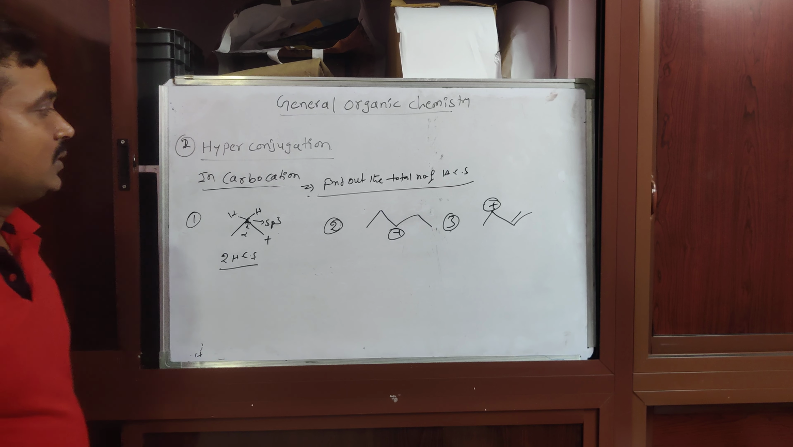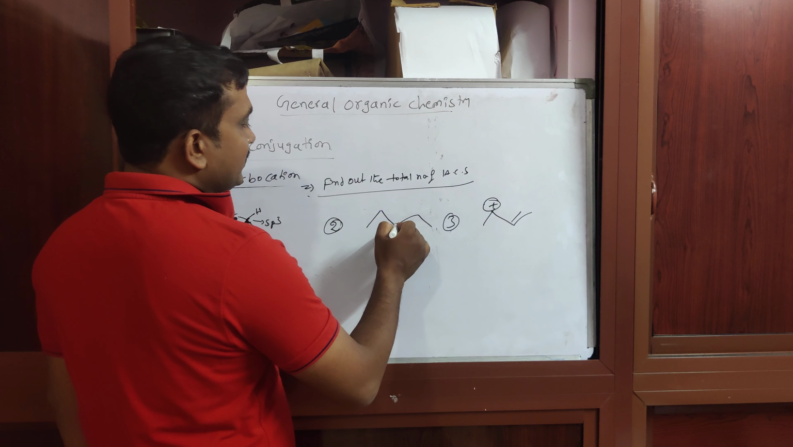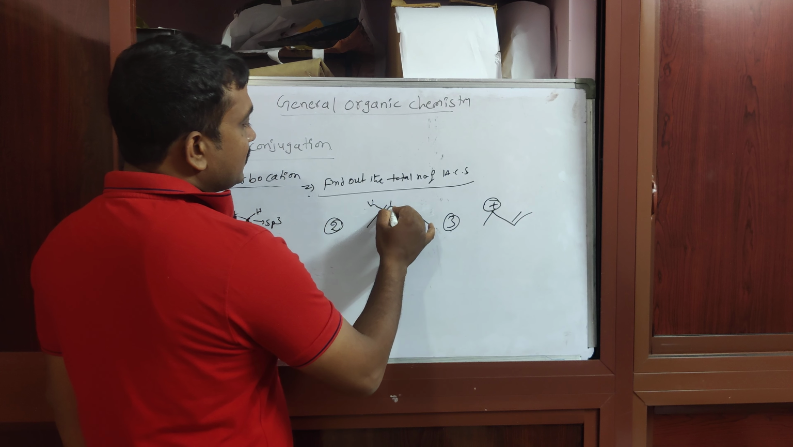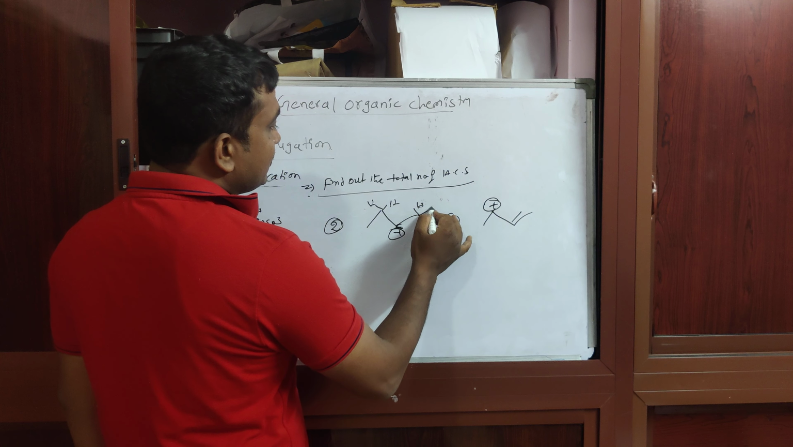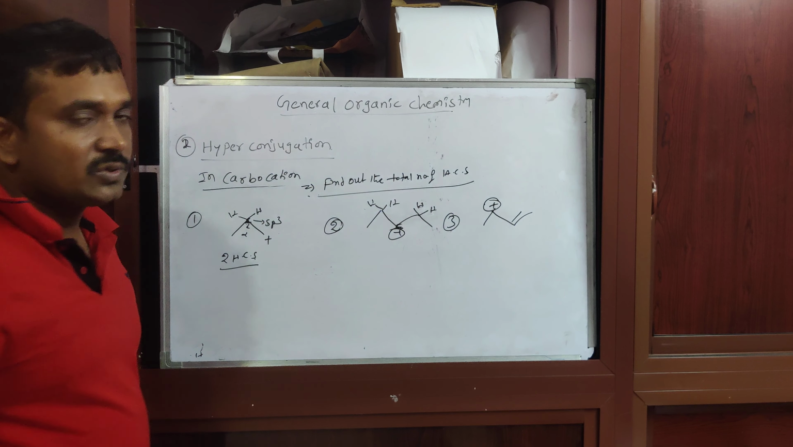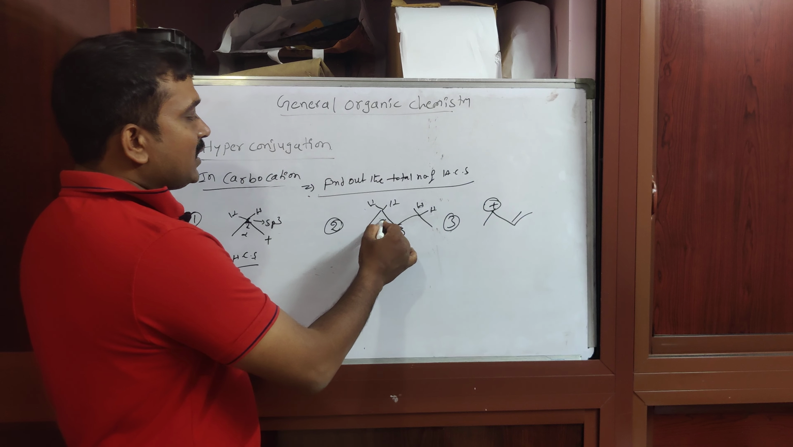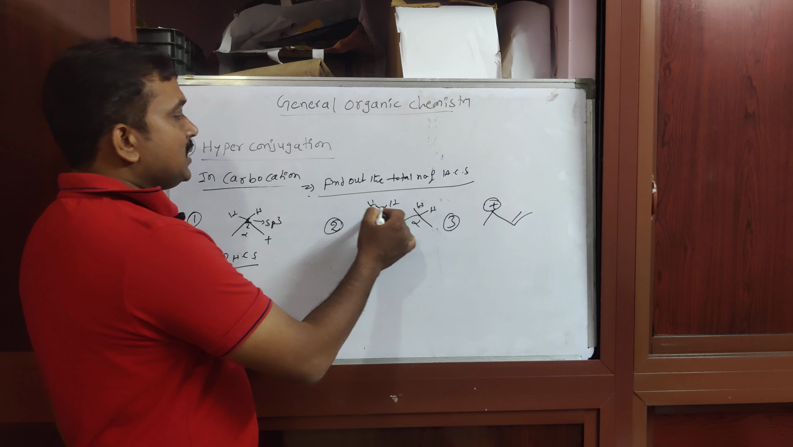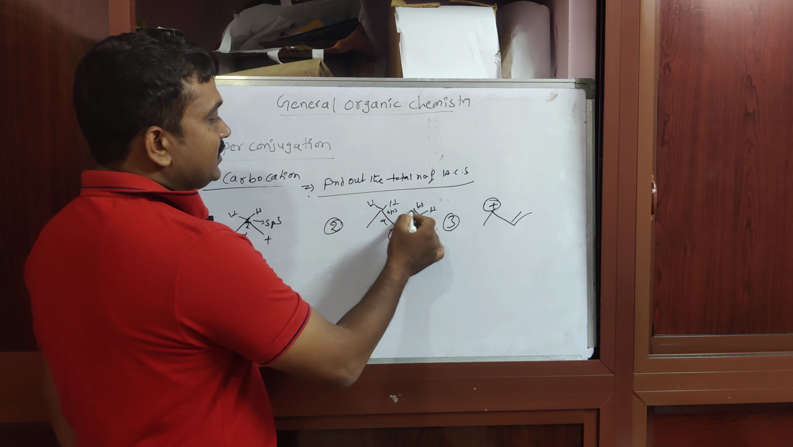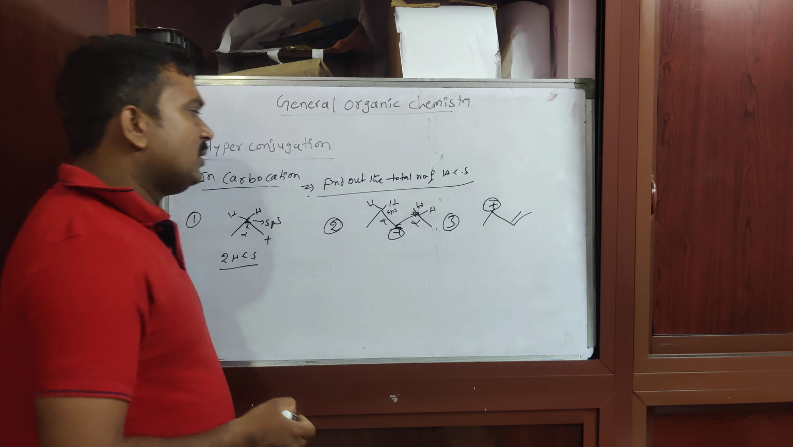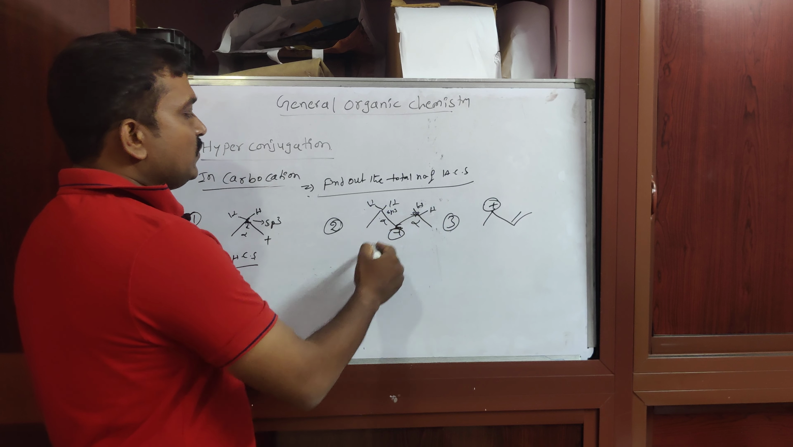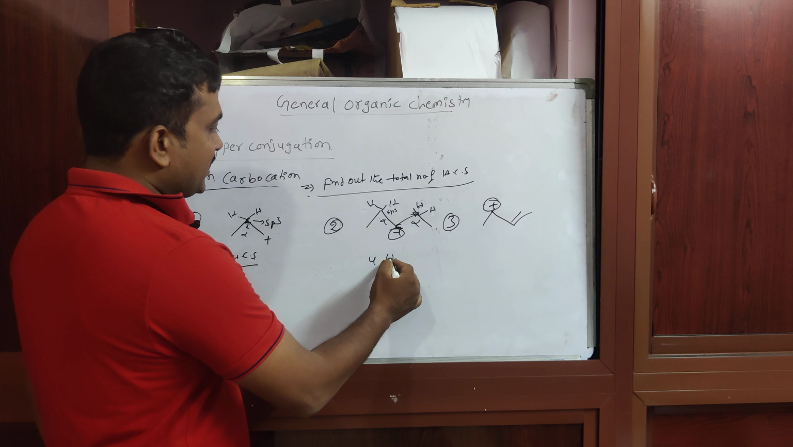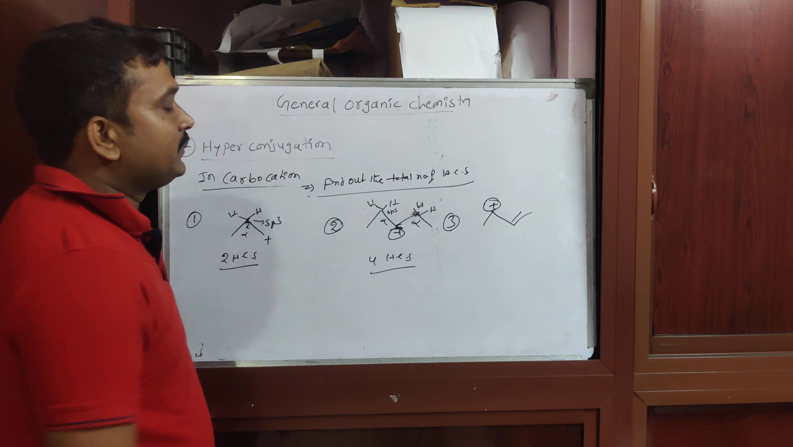In this molecule, this carbon has 2 hydrogens. This carbon has 2 alpha carbons, left and right. This is sp3 hybridized, and this is also sp3 hybridized. This has 2 plus 2, that is 4. So this molecule will show 4 hyperconjugation structures.